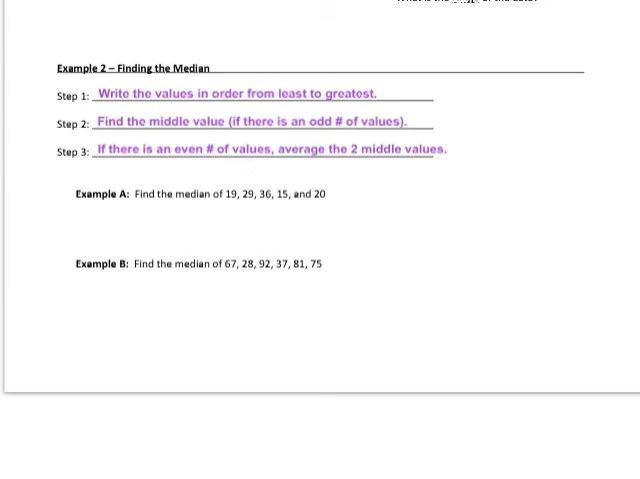And for example number 2, we're asked to find the median. Remember, the median is really a midpoint. So it's only when you have all the numbers in order from least to greatest that you can find that midpoint. So the first step is to take the numbers in the set and put them in order. So I'm going to put them in order right now.